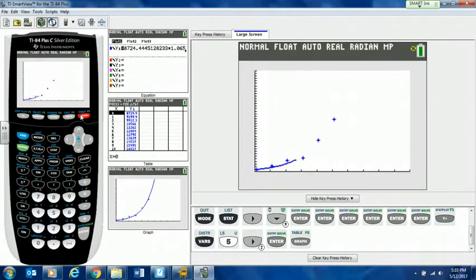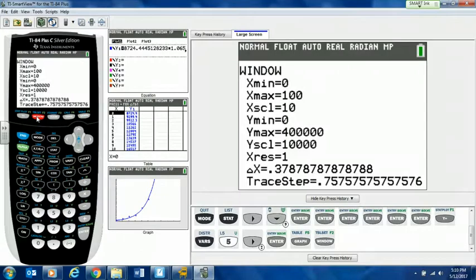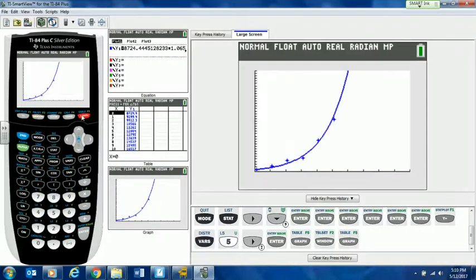And lo and behold, I have this wonderful graph. I've kind of already created and set my parameters. If you have any issues and it's not showing up very nicely, go over to Window and then adjust your window accordingly. Okay? So going back to the graph, I went ahead and have it graphed here.